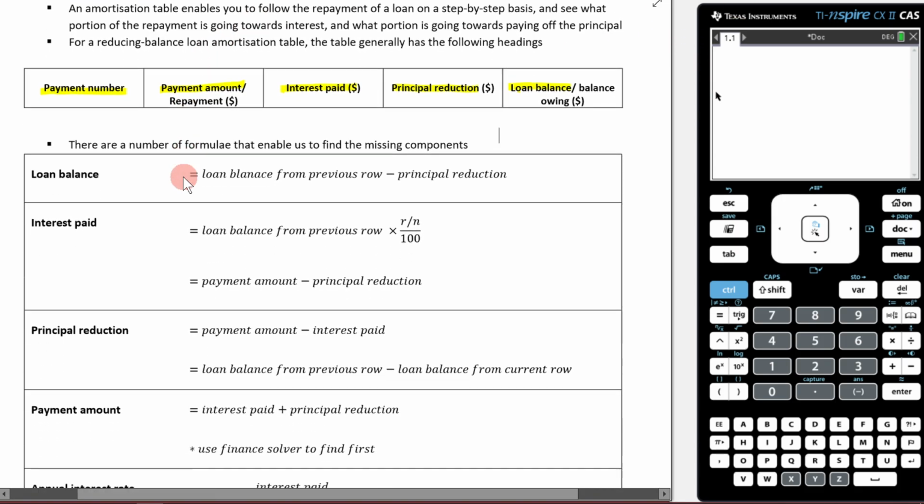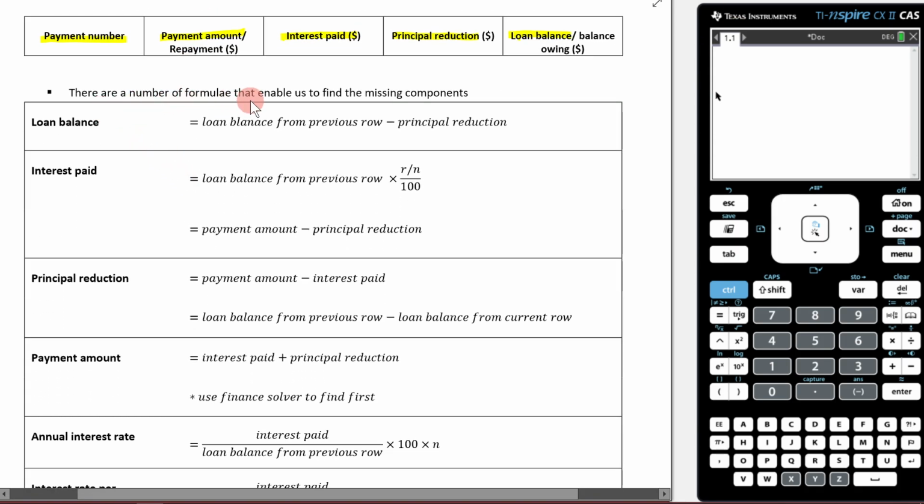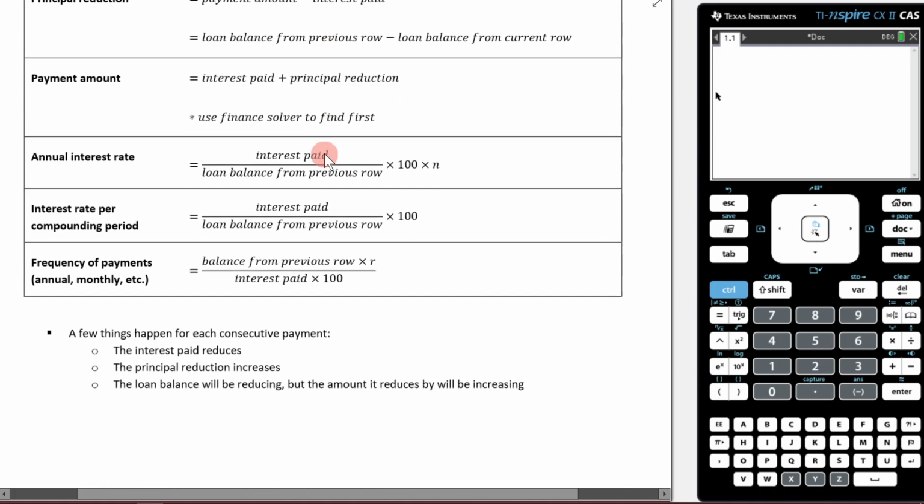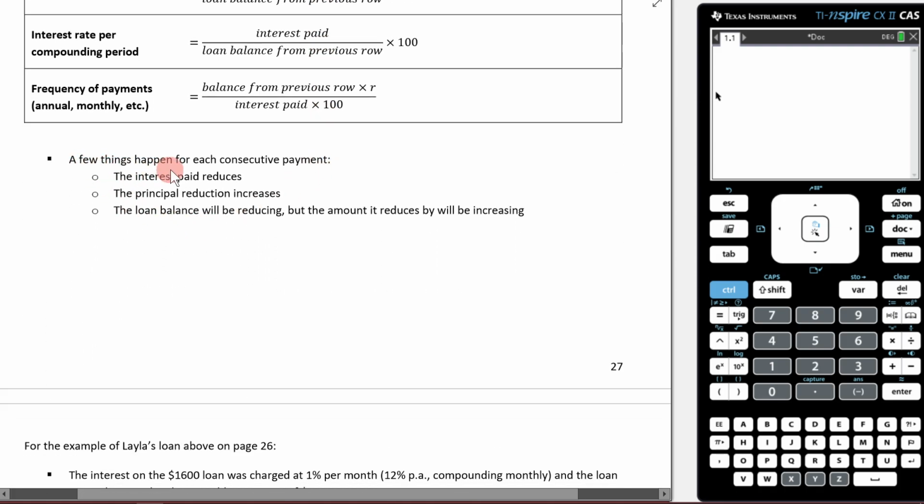Here, we are told that there are a number of formulae that enable us to find the missing components. I'm not going to be reading through all of these, but we're going to be seeing them in action very soon. It says a few things that happen for each consecutive payment is that the interest paid reduces, the principal reduction increases, the loan balance will be reducing, but the amount it reduces by will be increasing. Once we go through an example, we'll be seeing all of this in action.